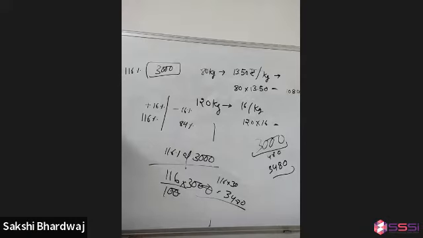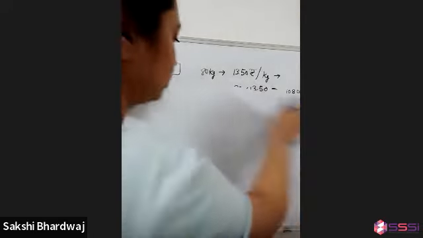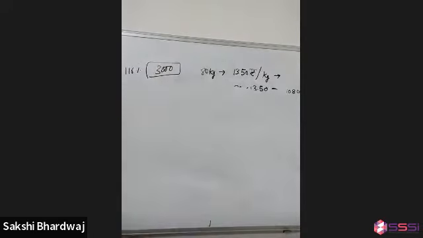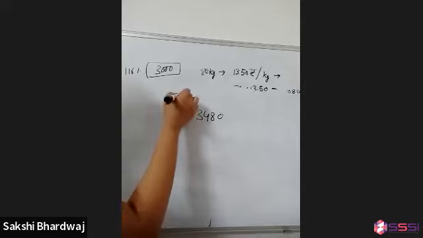Now come to the question. Is it done? No, not yet. 3480 is the selling price of it. Yes. 3480 is the selling price. Cost is 3,000.